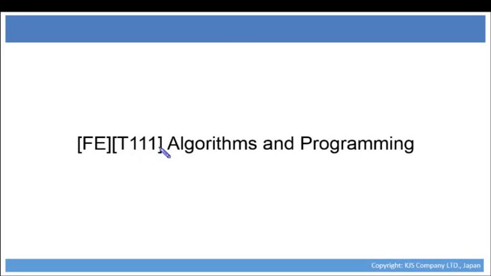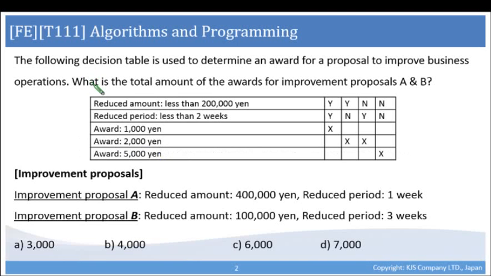T111 Algorithms and Programming. So in this video we're going to be looking at decision tables. So here's the question. The following decision table is used to determine an award for a proposal to improve business operations. What is the total amount of awards for improvement proposals A and B?